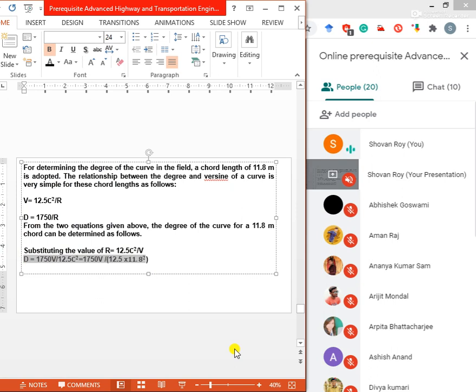Another name for the Versine is the extended length. Somewhere it is used; in many places the writers have used the extended length instead of Versine.